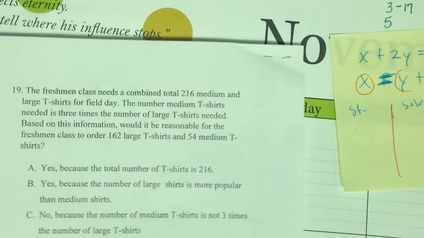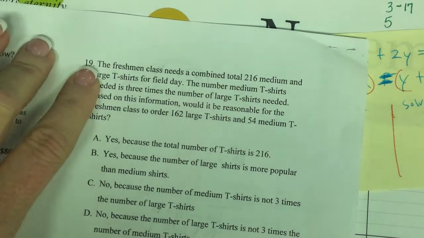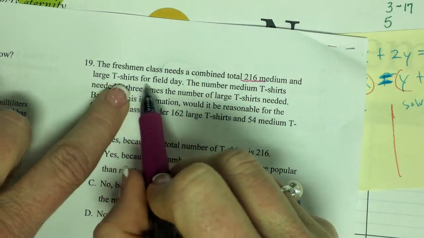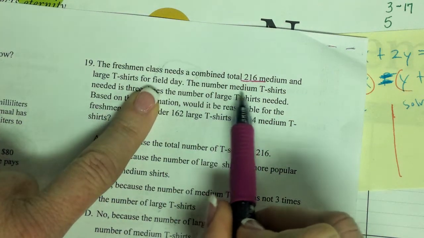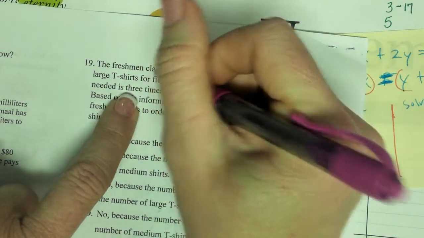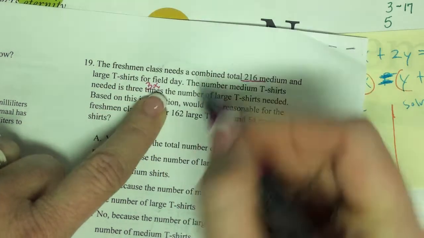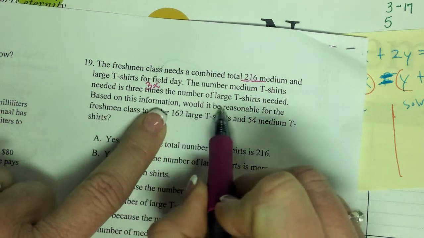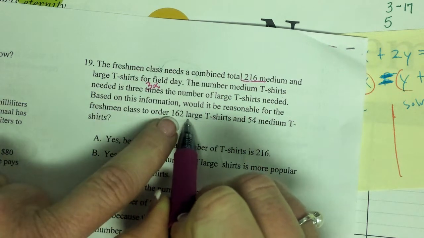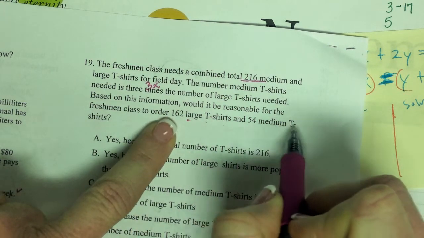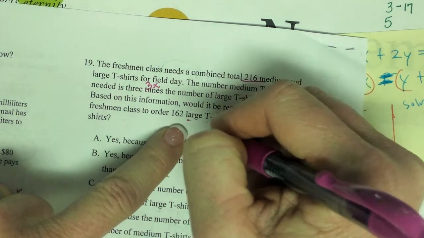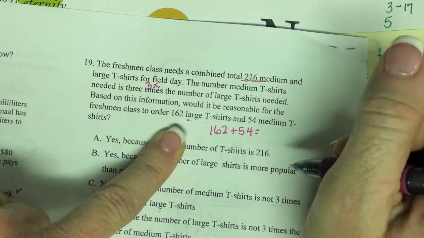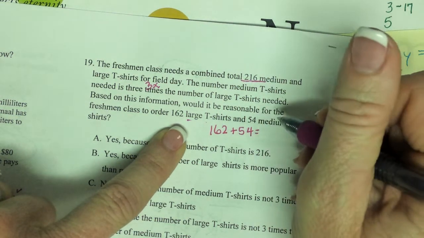Okay, 19. It says the freshman class needs a combined total of 216 medium and large t-shirts for field day. The number of medium t-shirts needed is 3 times the number of large t-shirts needed. So based on this information, would it be reasonable for the freshman class to order 162 large t-shirts and 54 medium t-shirts? Okay, so if I say 162 plus 54, does that equal 216? It does come out to be 216?